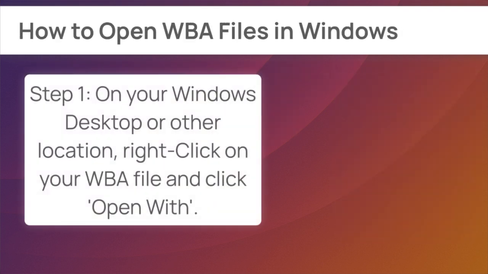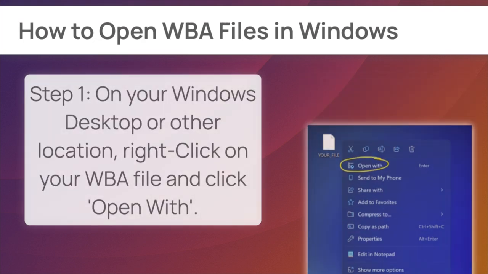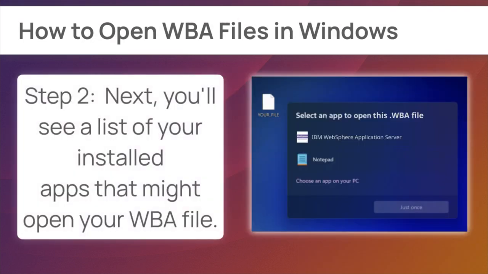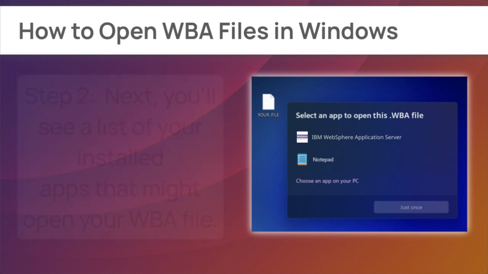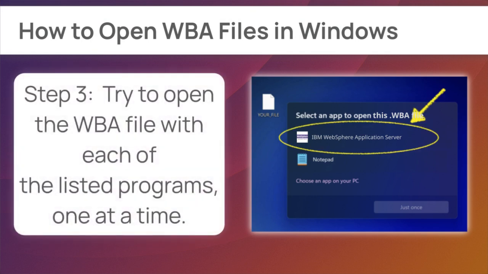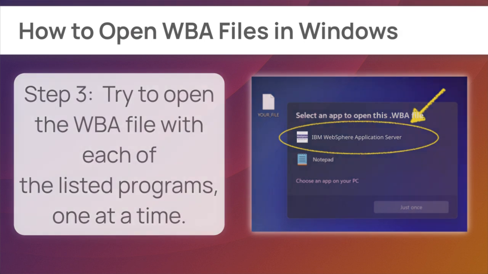Your key action: right-click the WBA file and select Open With. If IBM WebSphere Application Server is installed, use it. If not, choose another program. Continue testing until the WBA file opens successfully.